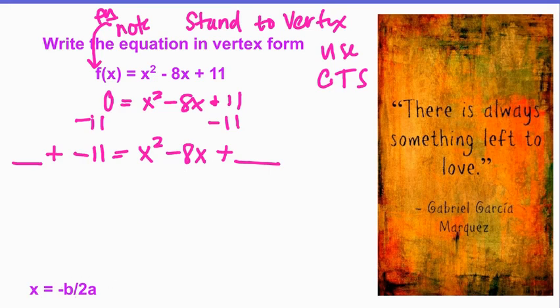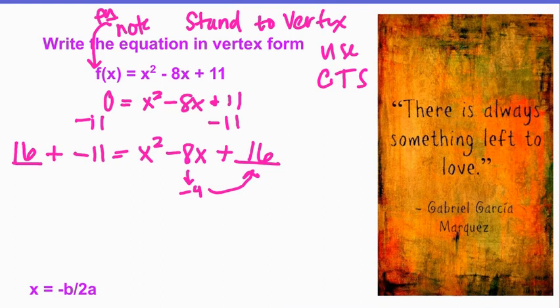And so remember, I've got my little reminder here that x is the negative. Well, half of this is negative 4, right? And negative 4 squared is positive 16. If I add positive 16 to the right side, I have to add positive 16 to the left side. Okay, how does this help me?